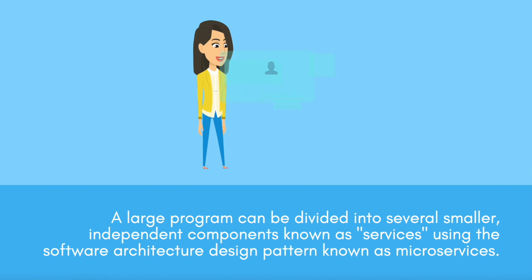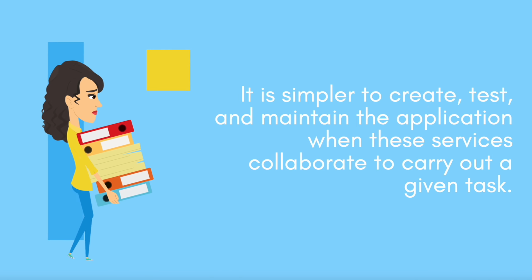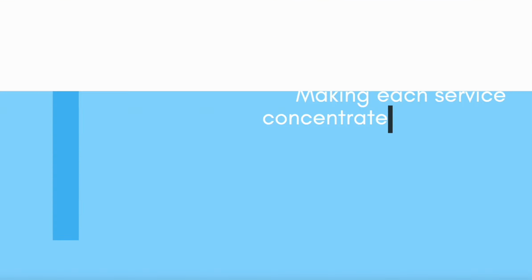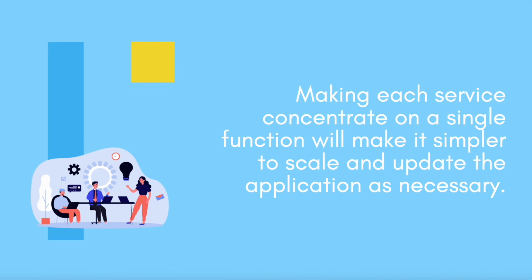A large program can be divided into several smaller, independent components known as services using the software architecture design pattern known as microservices. It is simpler to create, test, and maintain the application when these services collaborate to carry out a given task. Making each service concentrate on a single function will make it simpler to scale and update the application as necessary.